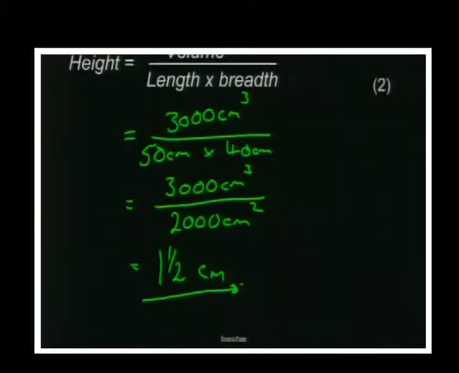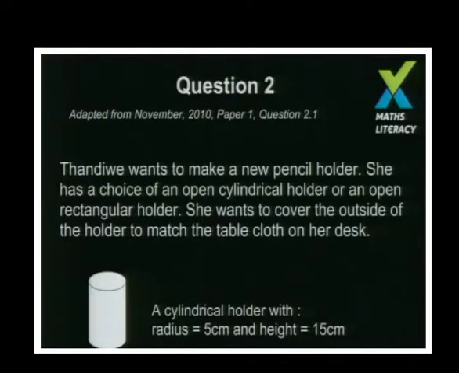Folk, again, let's have a look at the mark allocation. You were given 2 marks for that question. I would say the 1 mark is for putting in the correct values, and the other mark is for that final answer of 1.5 centimeters. So that was question number 1. Now, let's have a look at question 2. Question 2.